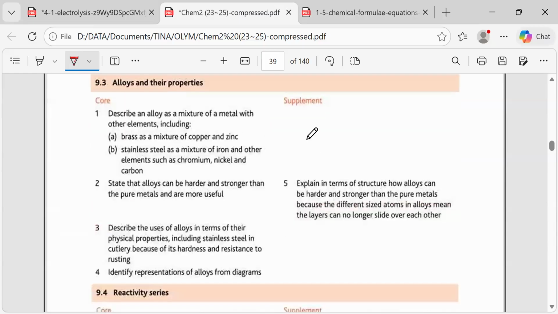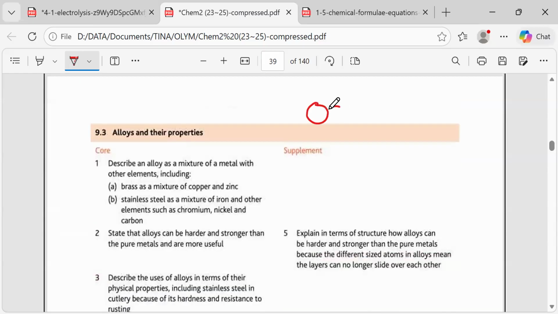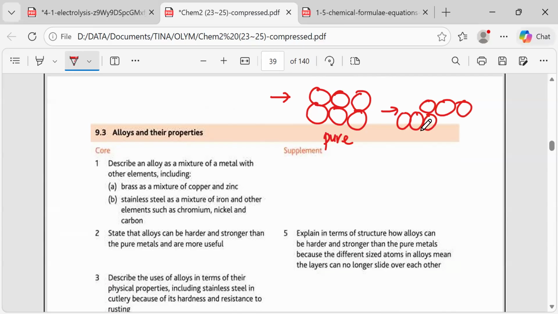What is an alloy? So here is a pure metal. All the metal atoms are the same size or different size? Same size. So if I push them, they can slide over each other. Because they can slide over each other, they are malleable and ductile. Alloy is a mixture of a metal and another element. It doesn't have to be metal, it can be anything else. Because it's a different size, it's no longer in layers. So now it's harder and cannot slide. That's why we make alloys.